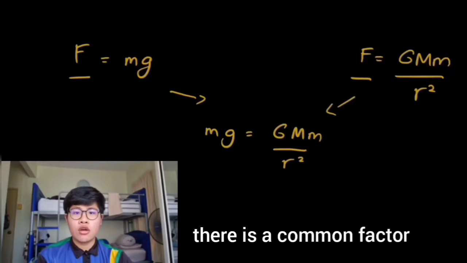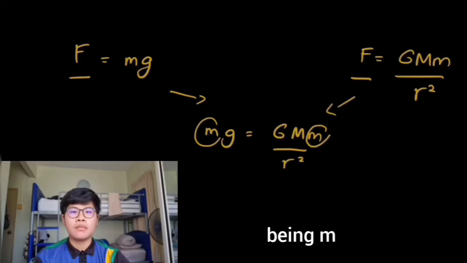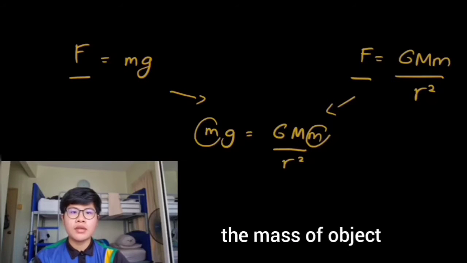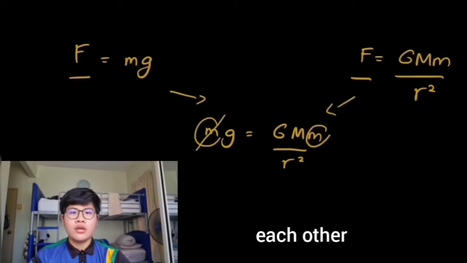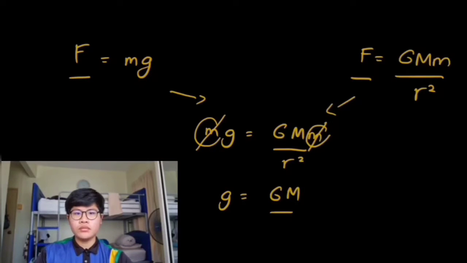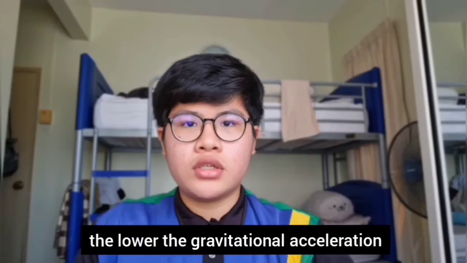As we can see, there is a common factor on both sides of the equation, the lowercase m, which represents the mass of the object. So we can cancel them on both sides, leaving us with a new formula: g equals GM over r squared. As we know, the further we are from the Earth, the lower the gravitational acceleration.